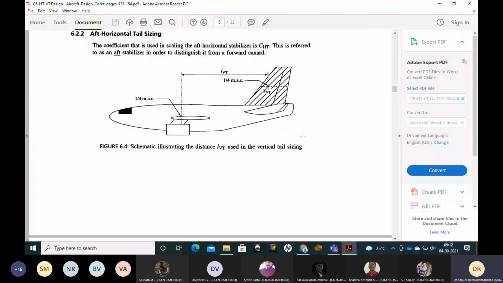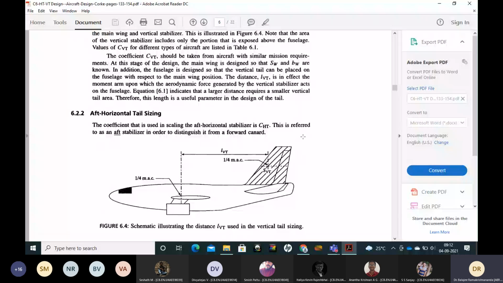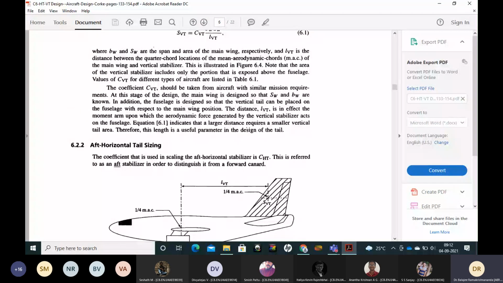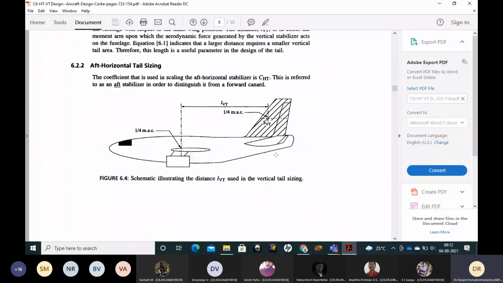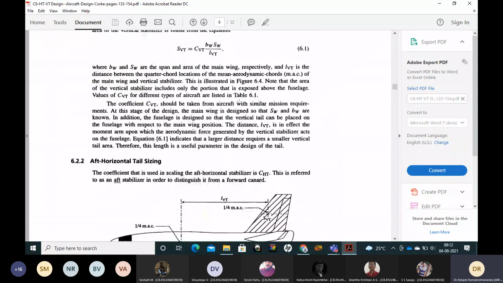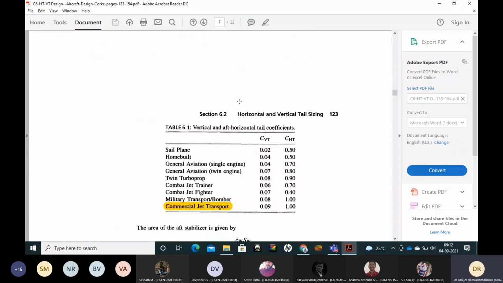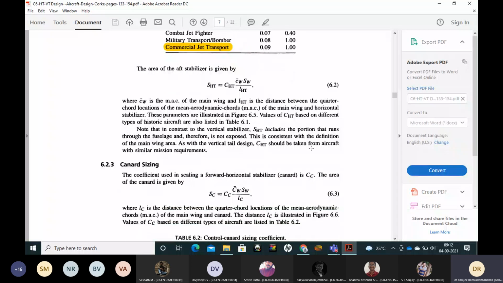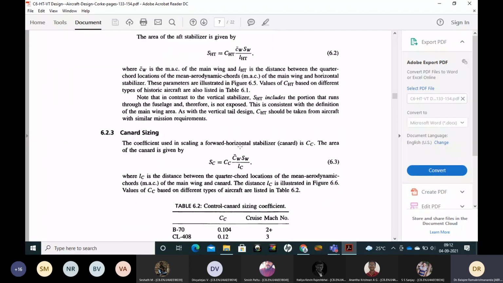From comparison aircraft, you take the ratio of LVT by the fuselage length. What is that ratio? Take it from some comparison aircraft, or the average of all your aircraft will give an idea of this LVT. Now using these and the wingspan, you can get the vertical tail area. Instead of wingspan, if you use wing chord, you will get horizontal tail area with CHT and LHT. So you have to go through this to understand it in a better fashion.